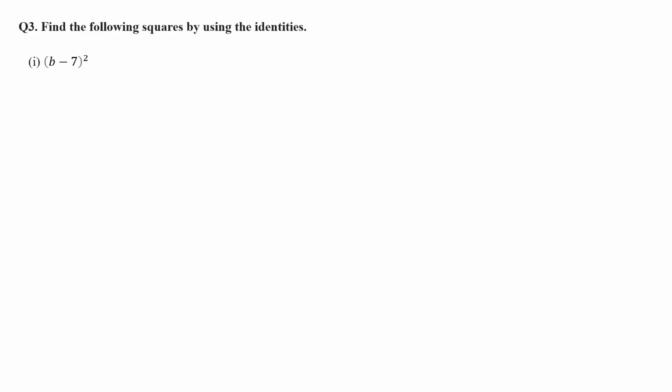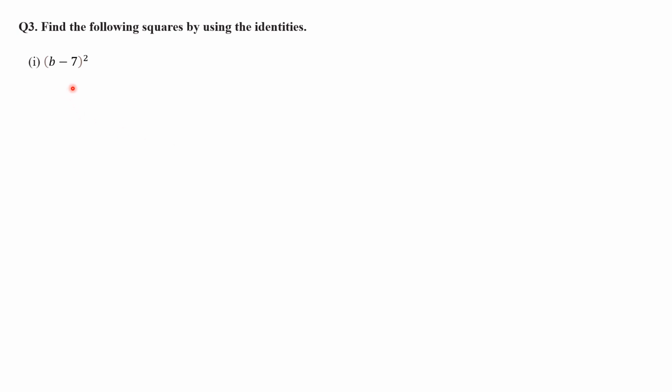Now question number 3. Find the following squares by using the identities. So the first one is b minus 7 whole square. Now we have already solved these types of questions. Remember, when we were doing question number 1, we did these types of questions. So I want you all to please pause the video, find out which is the suitable identity and then solve it by yourself. And then later on you can check the answer.